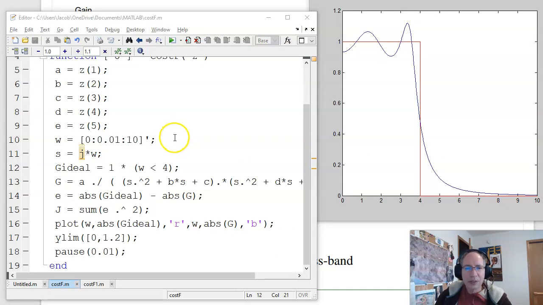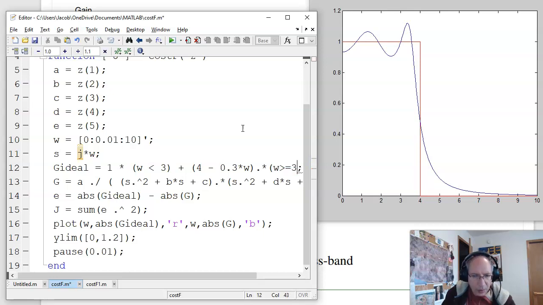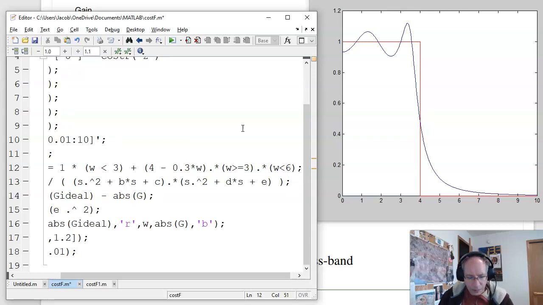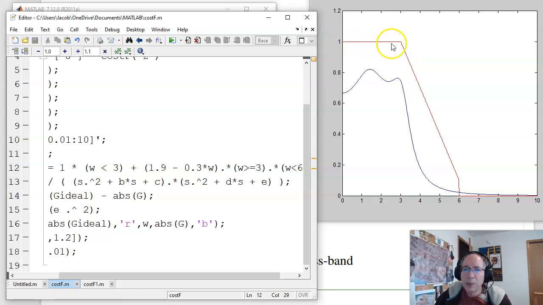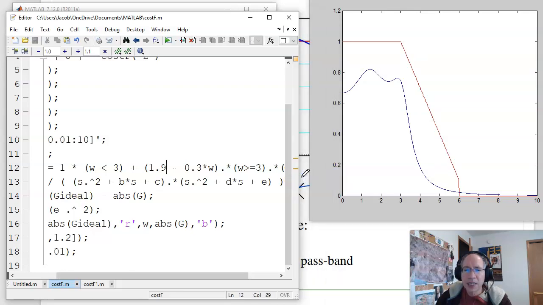In fact, you can even do some kind of strange things. Like suppose I want the gain to be 1 for frequencies less than 3, and I want it to be... Again, I want the gain to be 1 out to 3 radians per second, then follow this curve. That's your 1.9 minus 1.3W for frequencies between 3 and 6. So you can see that. Come up with a filter that does that.